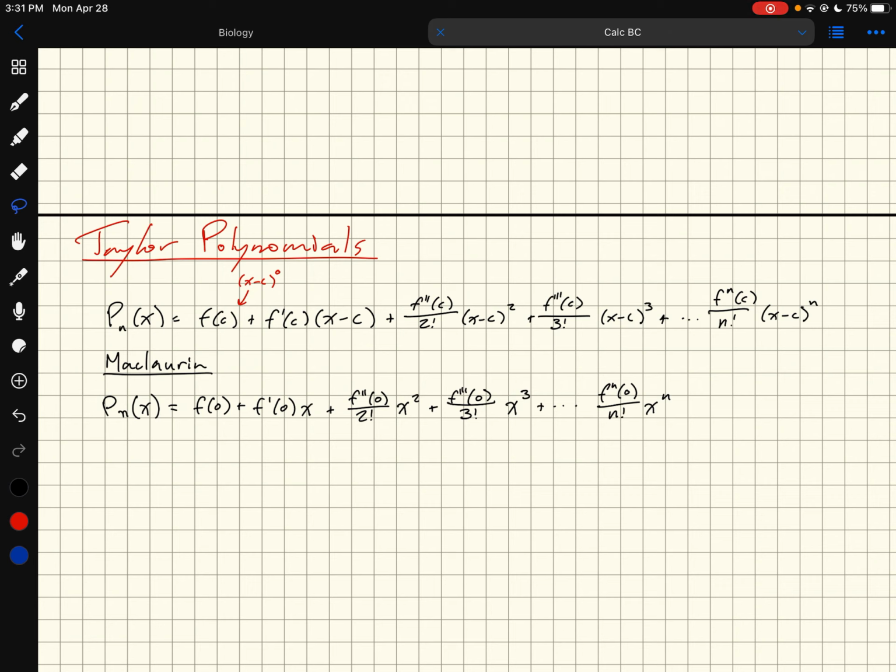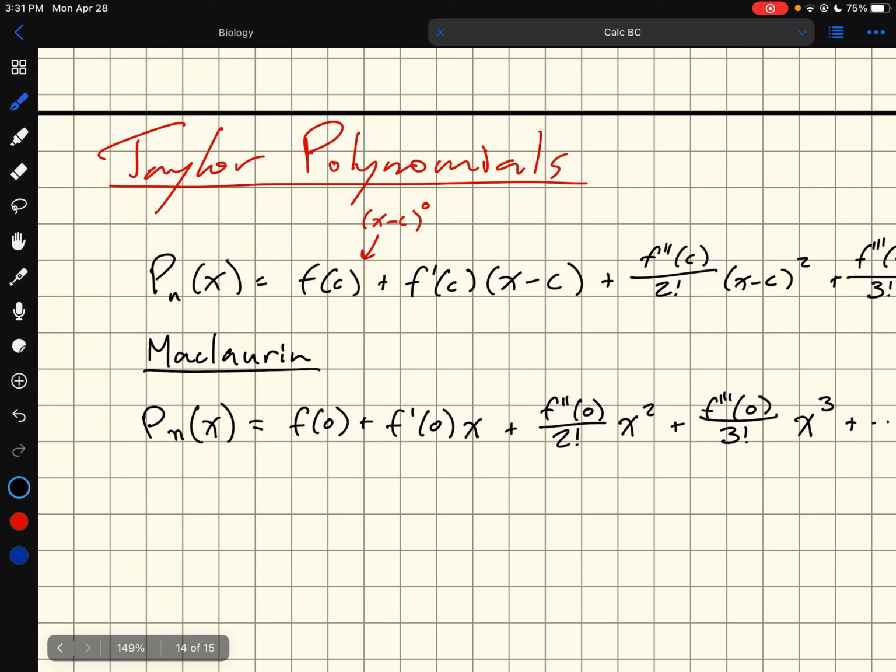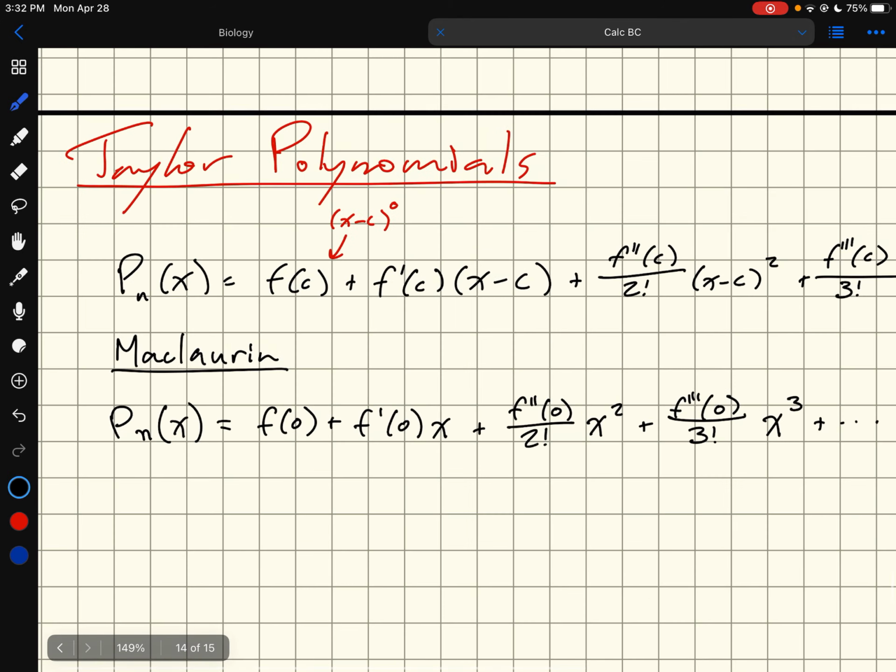Now, what we're generally going to be asked is to use the polynomials to approximate some sort of number, because remember, these are approximations of a derivative at a point. Or we're going to be given a function and we want to be able to make a Taylor or Maclaurin polynomial out of it.